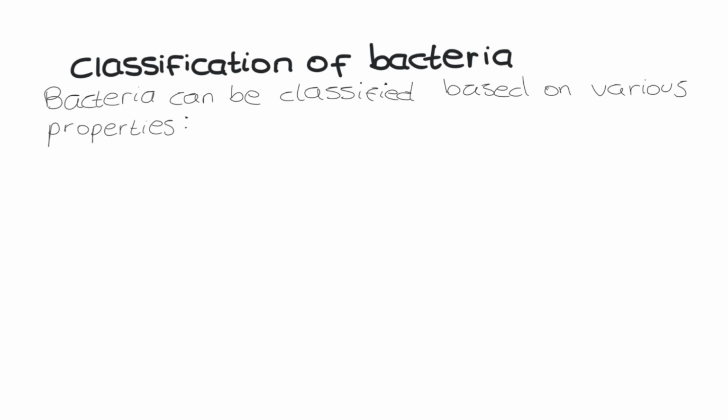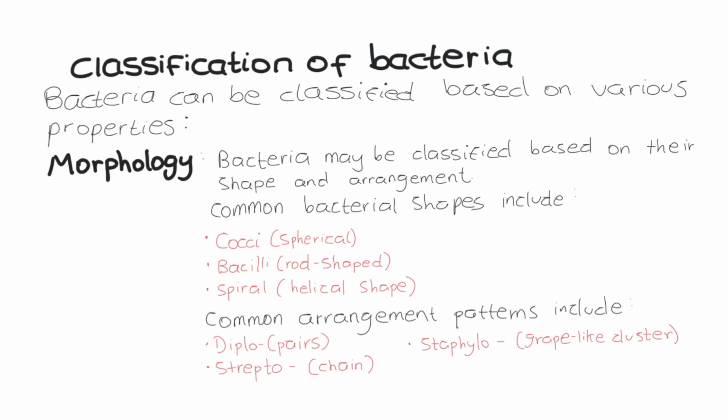Bacteria can be classified based on various properties. One important mode of distinction between different bacteria is morphology. Morphology refers to the study and characterization of the physical shape and structure of organisms, including bacteria. So in this example, bacteria may be classified based on their shape and arrangement. Common bacterial shapes include cocci, so if a bacterial cell is spherical, then that can be classed as a cocci, bacilli for rod shapes, spiral for helical shapes, and there are more.